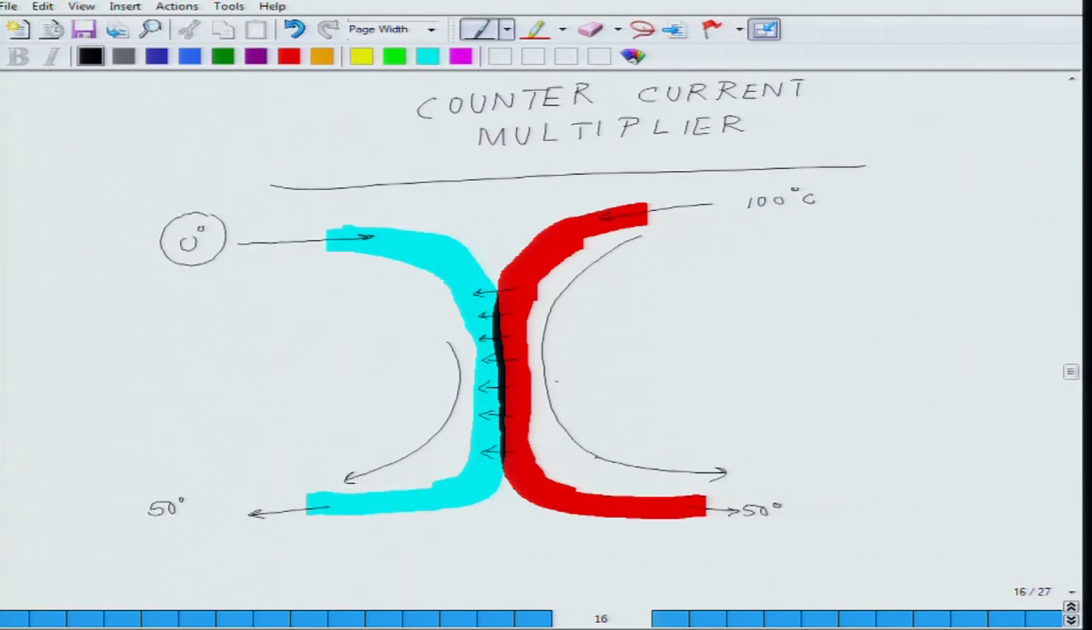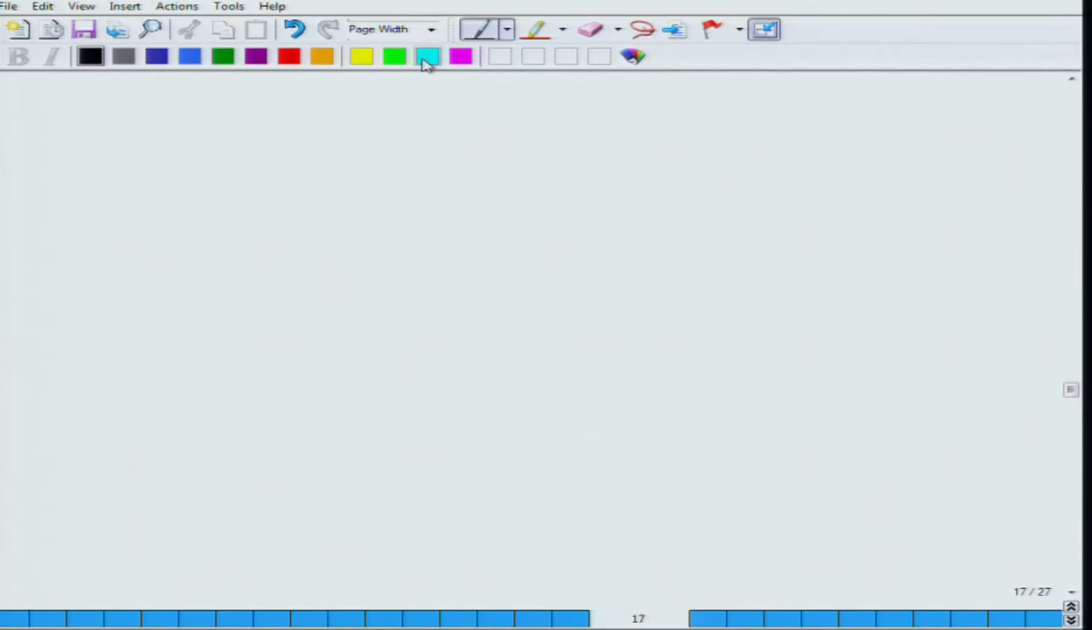Now think of a reverse situation. So this is a simple exchange. This is a very simple exchange of fluid. There are two tubes which are moving parallel. Now think of a reverse situation. So let's talk about the reverse situation now.